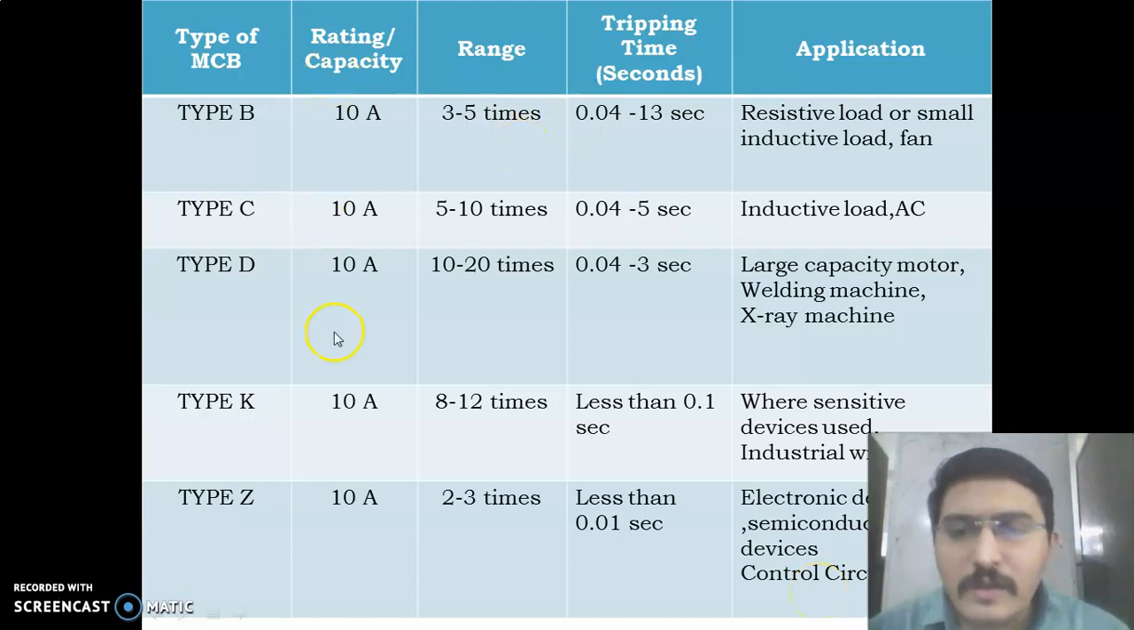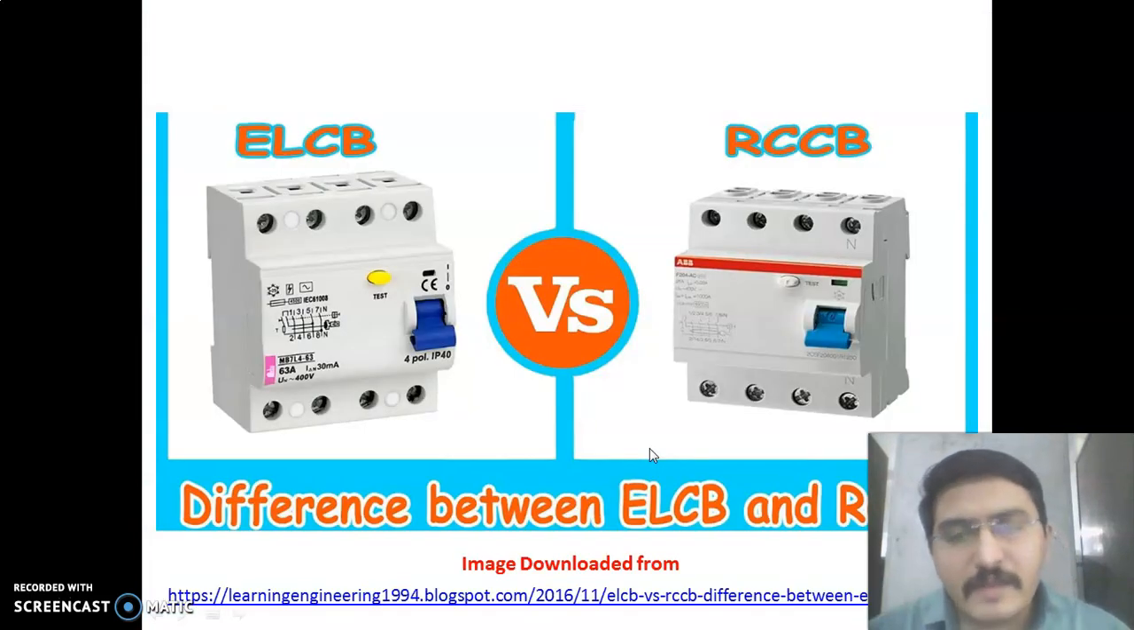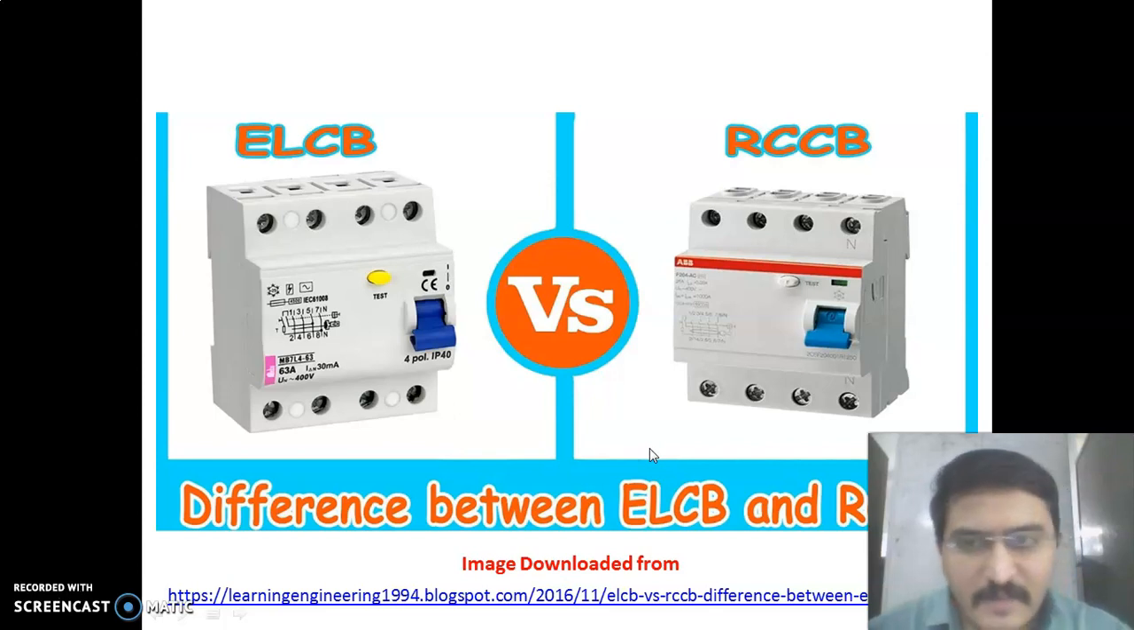One more thing here: observe that although the rating is the same for all types of circuit breaker, the tripping time varies with the circuit breaker type. Then we'll see the comparison or the difference between ELCB and RCCB. ELCB stands for earth leakage circuit breaker and RCCB stands for residual current circuit breaker. So we'll see the difference.